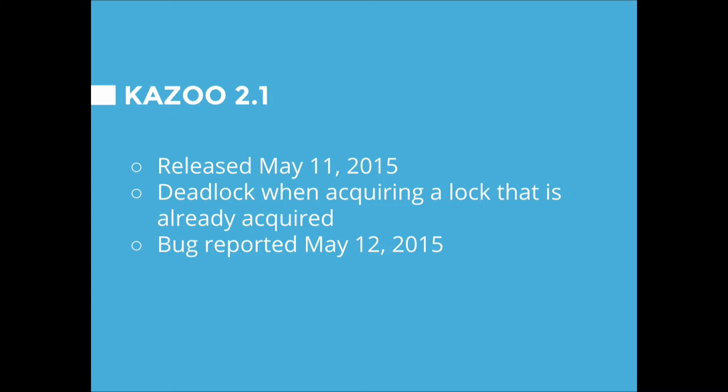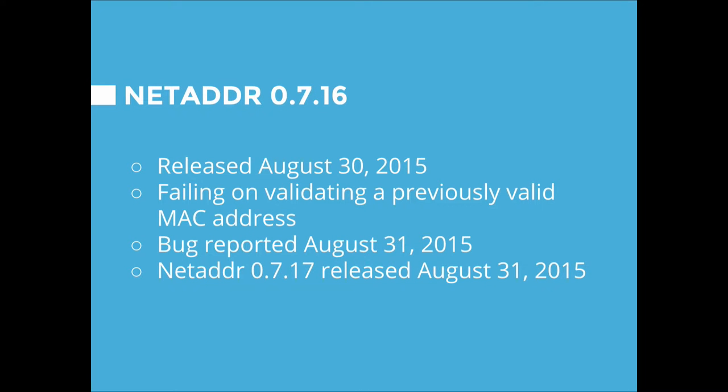Kazoo 2.1 had a deadlock when acquiring a lock that was already acquired, which is kind of a corner case, but should have been in their functional test suite. The bug was reported the next day, the day after the release, and they fixed it just the day after. And finally, netaddr 0.7.16 failed on validating a previously valid MAC address, corner case again, and we reported it the next day, and we got it fixed. So the amount of testing we're running within OpenStack helps getting regressions detected really fast on Python libraries, because we're using a lot of them.